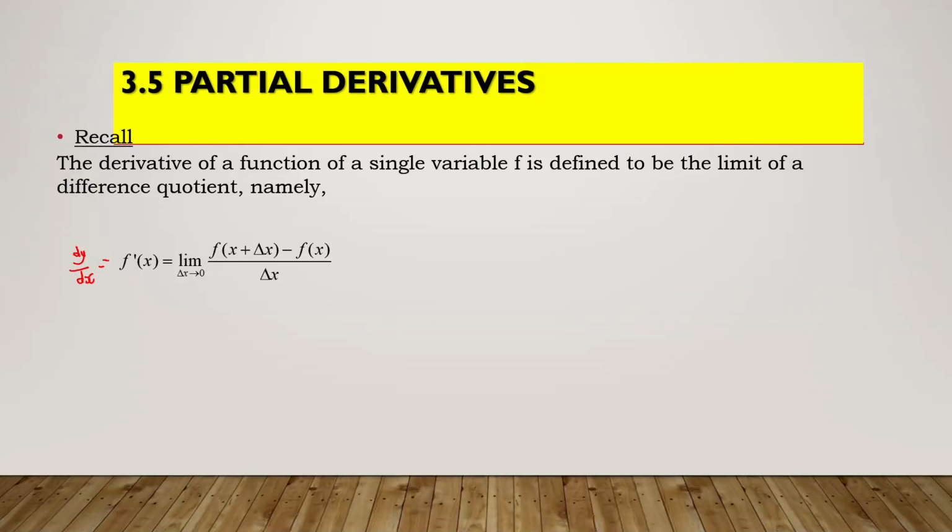We look at the partial derivative. So recall back, f prime x or dy/dx by definition is actually given by the limit of f(x + delta x) minus f(x), divided by delta x.